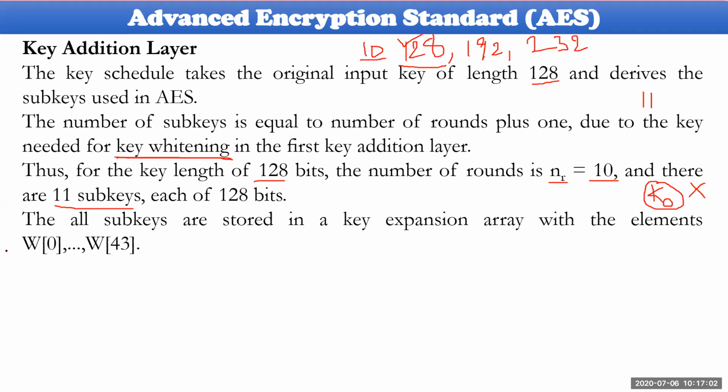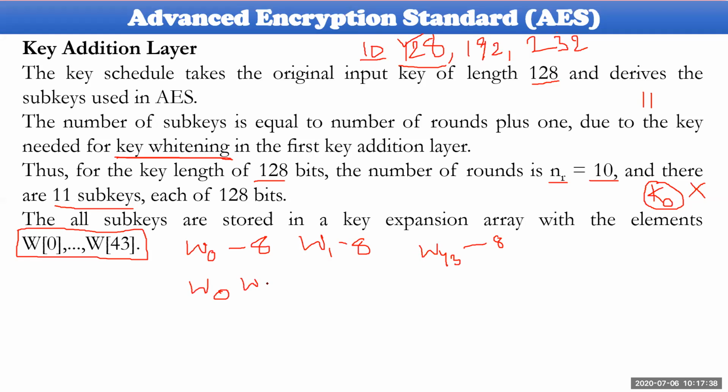But this is not the situation in AES. In AES, the total number of keys taken into consideration is W0 to W43. Each of W0, W1, and so on up to W43 is 32 bits long. For every round, 4 words are taken into consideration: W0, W1, W2, W3 are applied for round 1, W4 to W7 are operated for round 2, and so on.